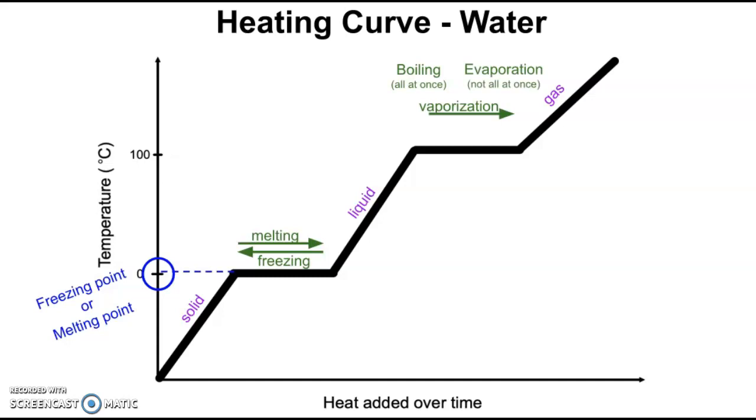You might have also heard of evaporation. This is when liquid is turning to gas, but it doesn't necessarily happen all at once. Sometimes only the surface of something is evaporating. It also happens a little bit slower, and it happens at a slightly different temperature. Both boiling and evaporation fall under this process called vaporization, turning from liquid to gas.